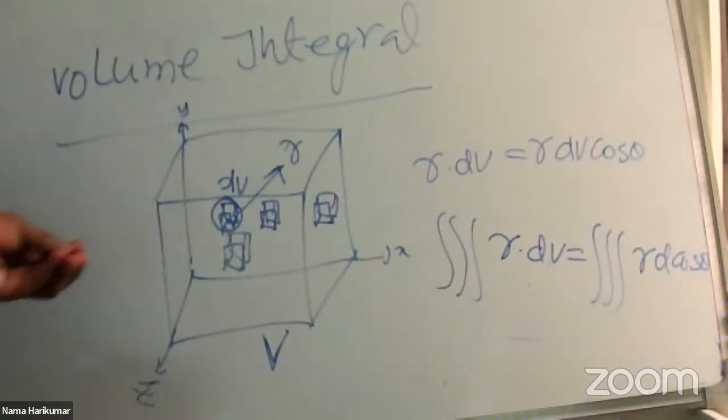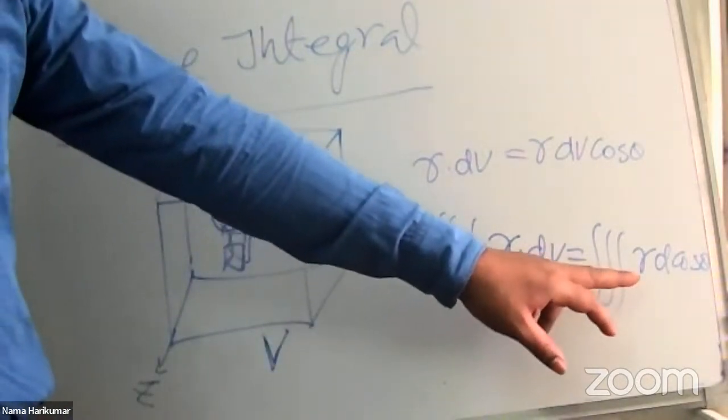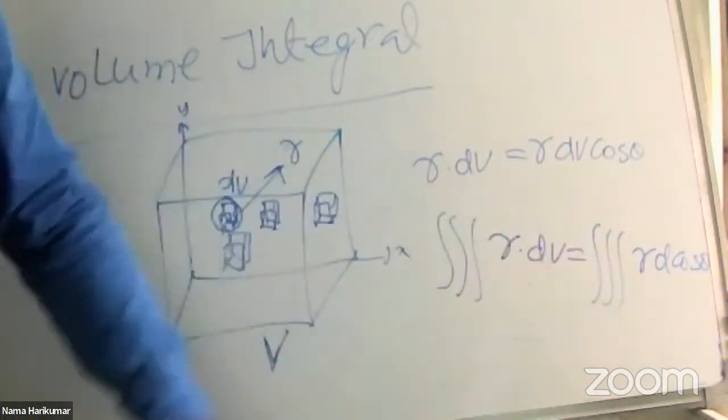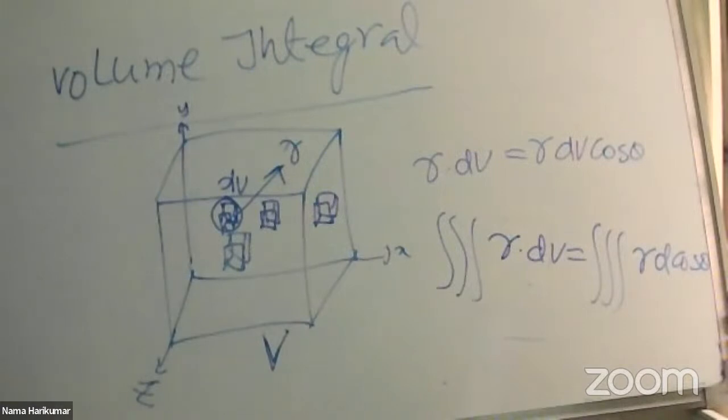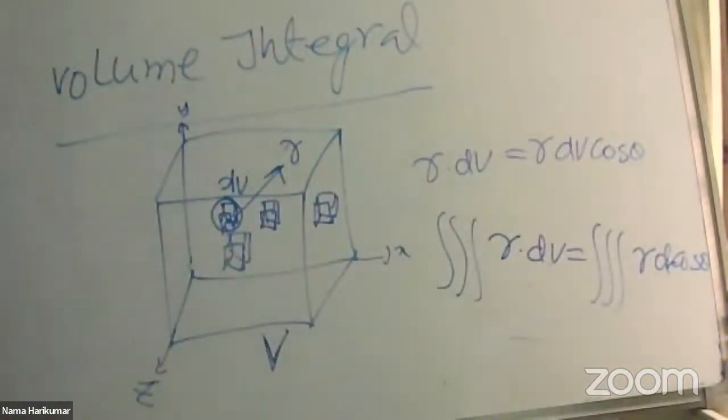Then the total volume is the triple integration of R dot dV, that is equal to the triple integration of R dV cos theta. So, draw the diagram.